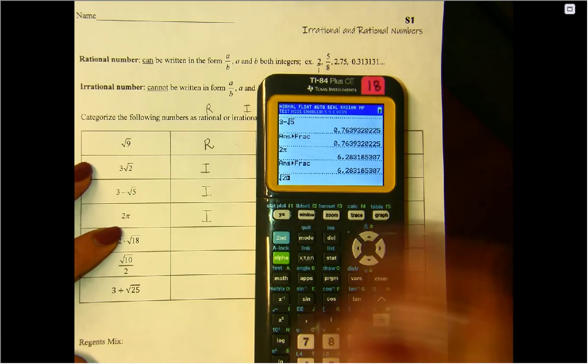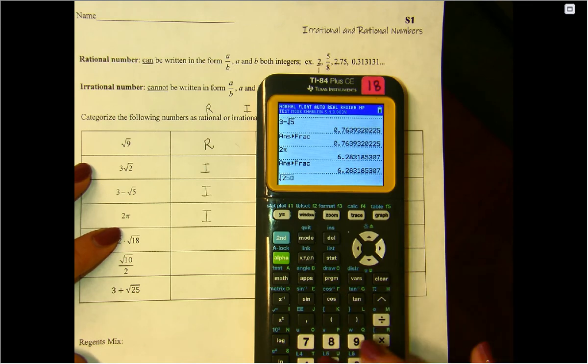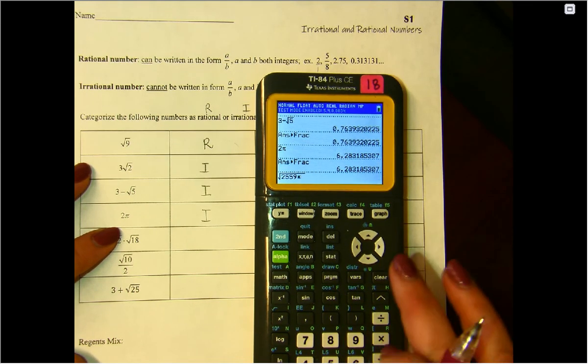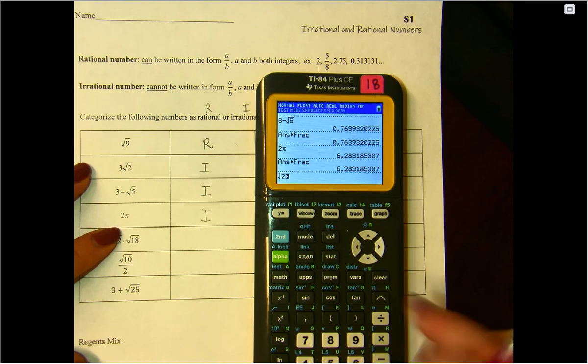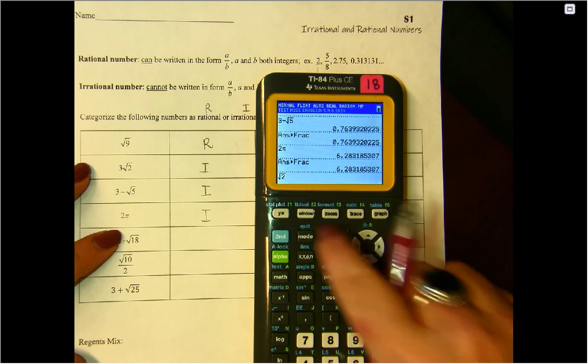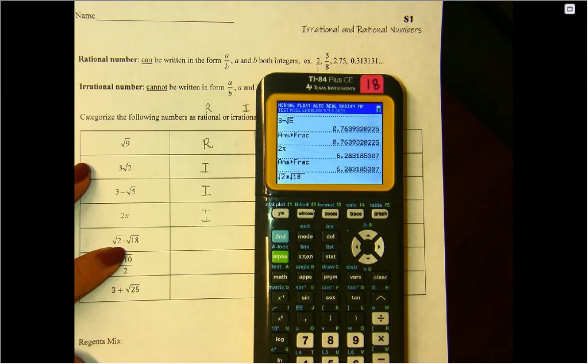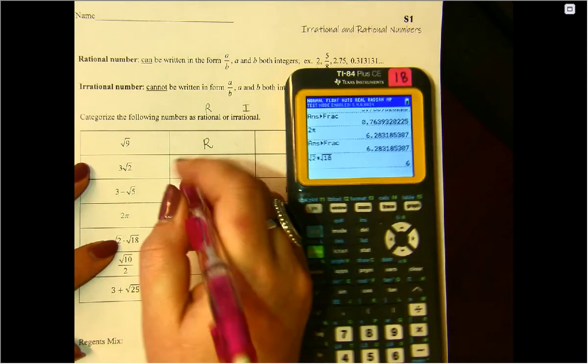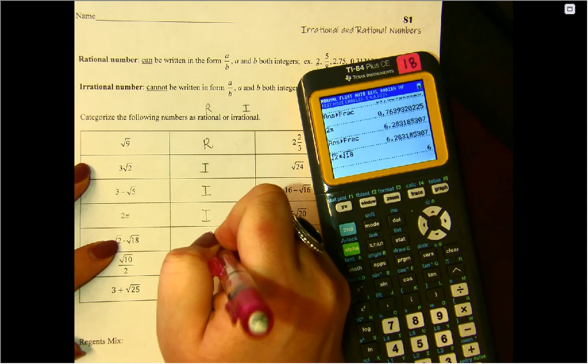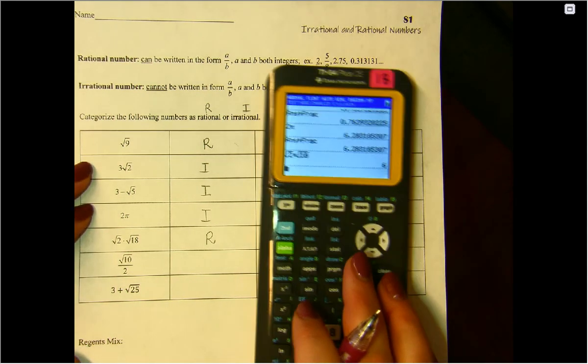Okay, all right, so what about radical 2? Okay, notice here I have a radical. If I just keep typing, it's going to type inside my radical. Okay, I don't want that. So I want radical 2. I'm going to arrow out and do times radical 18. Oh, well, that gives me a nice, pretty 6. So this is rational.